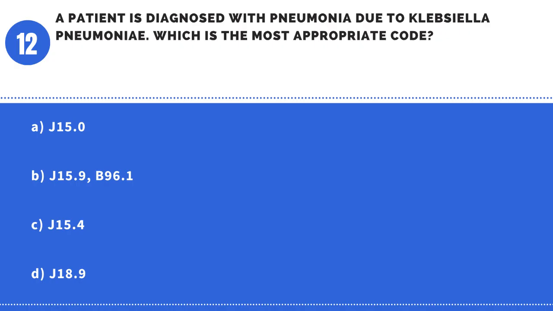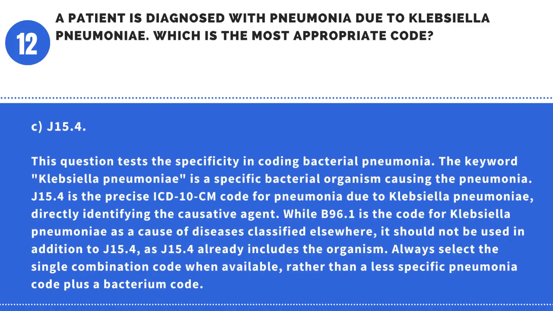Question 12. A patient is diagnosed with pneumonia due to Klebsiella pneumoniae. Which is the most appropriate code? A. J15.0. B. J15.9, B96.1. C. J15.4. D. J18.9. Answer C.